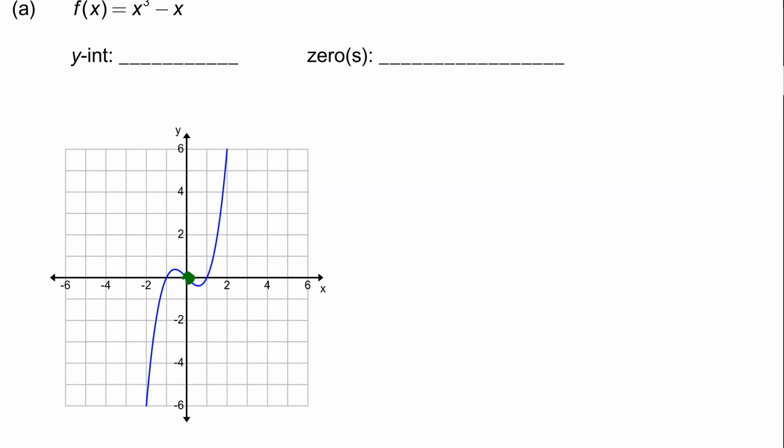An intercept is a coordinate. It's literally the place where it's crossing, so you have to have an xy coordinate. It's going to be (0, 0). If I plug in f of 0, I get 0 cubed minus 0. So this is checking it algebraically. Look, it's 0. Great job, guys.